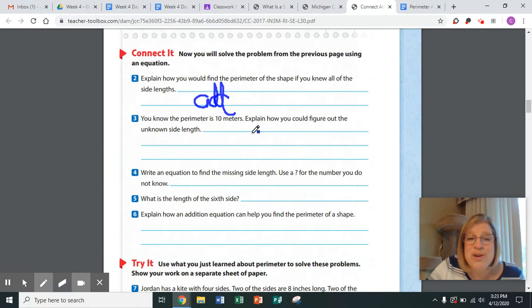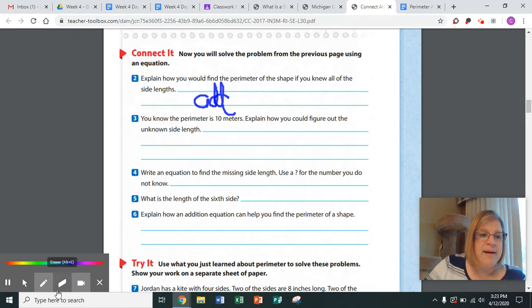You know the perimeter is 10. We know the entire way around that L is 10. So how are we going to figure out that unknown side? Okay, good. I would add up all the other sides and then subtract it from 10. Okay, so let's write an equation doing that. Let's come back.